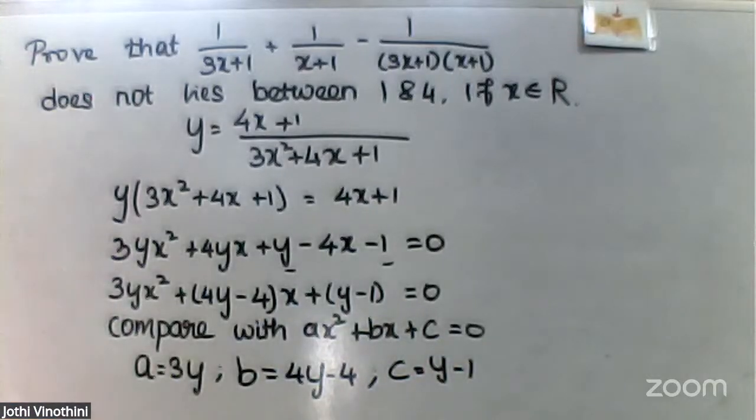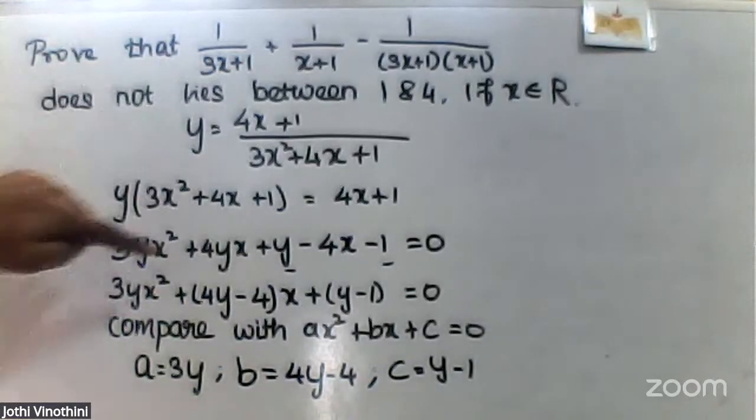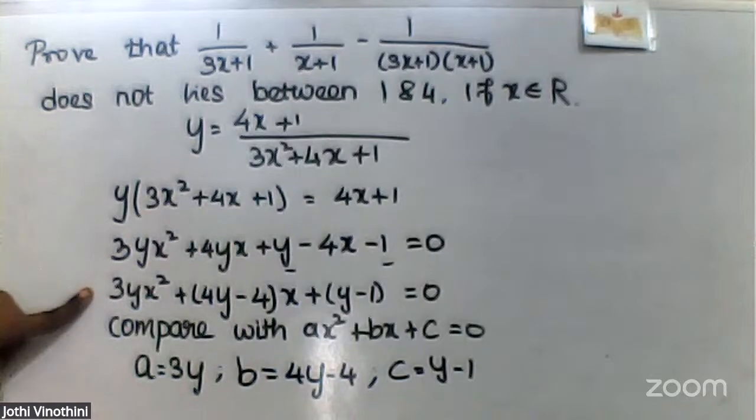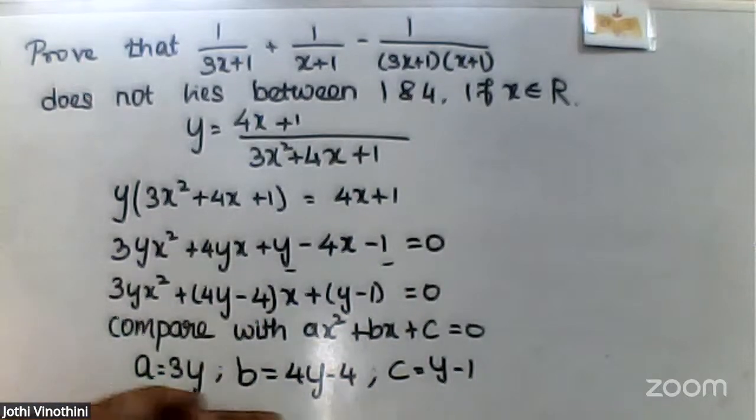Right? So what did we do so far? We take the equation and equate this to y, simplify the equation and compare it with ax squared plus bx plus c. While comparing this, we get the values of a, b and c. This is what we did so far. So I will give you 1 minute. You can copy this and we will move to the next part of the sum.